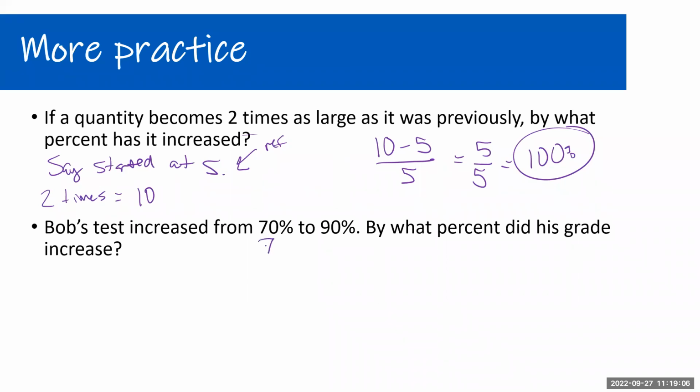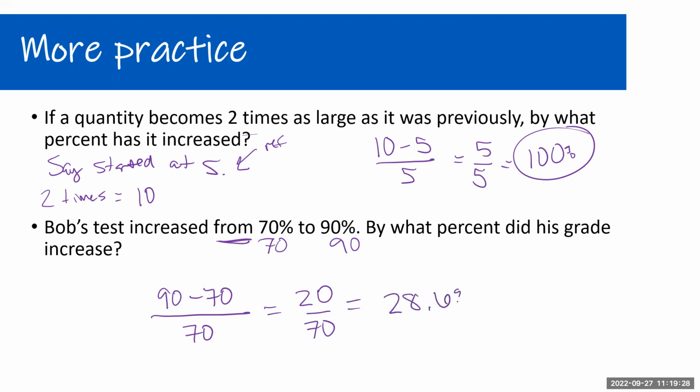Here, let's just say he got a 70 and he got a 90. It's from the 70, so that's going to be our reference. And we know that now he has a 90 minus a 70, so the new minus the old. So it's going to give us 20 over 70, or you can plug that directly into the calculator, and that's going to give us about 28.6%. So his grade increased by 28.6% of 70, okay? Yes, that is a 20 percentage point increase, but we're not talking about the raw difference, we're talking about the relative difference.